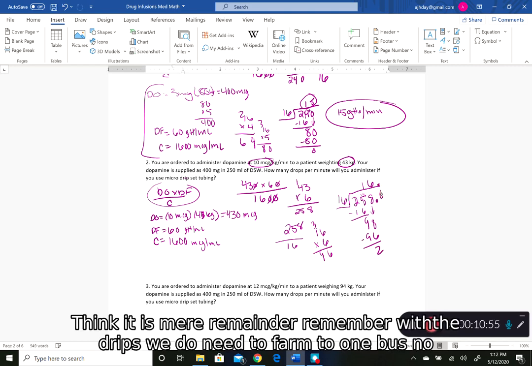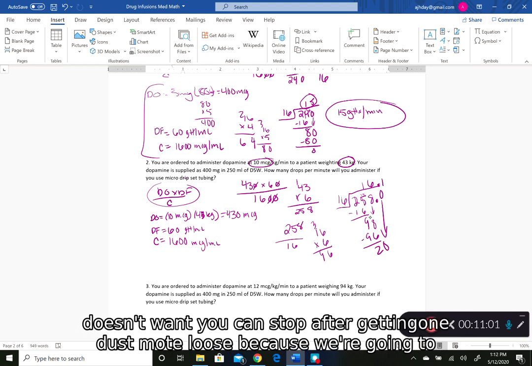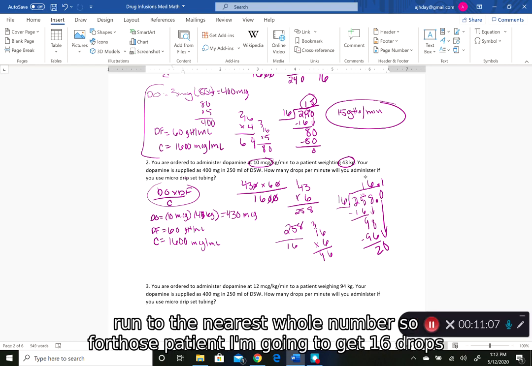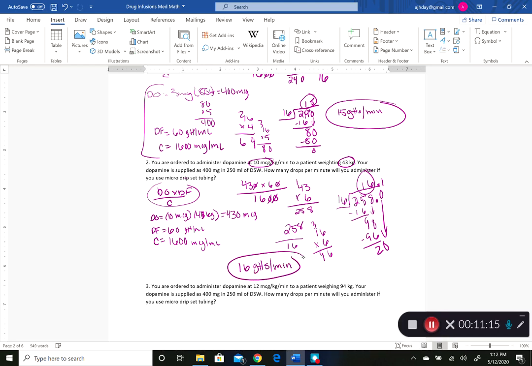Remember, with our drips, we do need to find 1 decimal place so we can round to the nearest whole number. This one's pretty easy. It only goes in once. You can stop after getting 1 decimal place because we're going to round to the nearest whole number. So for this patient, I'm going to give 16 drops per minute. Make sure you write out your answer and circle it so we can find it.